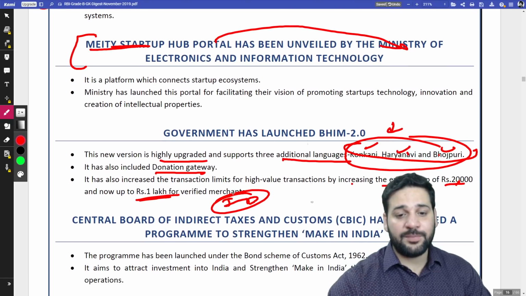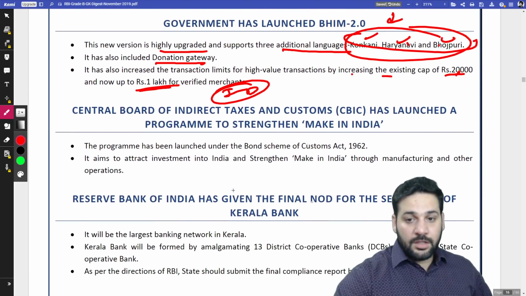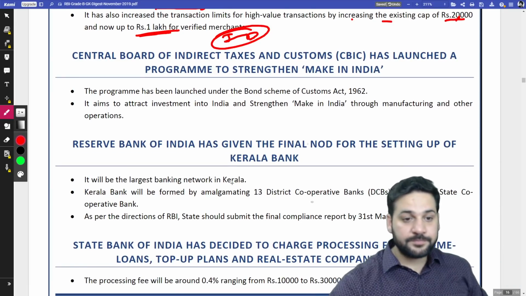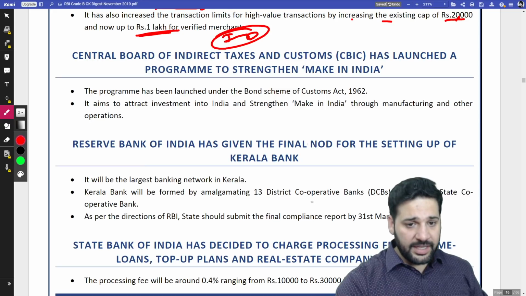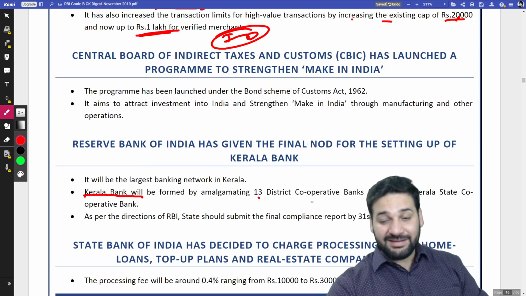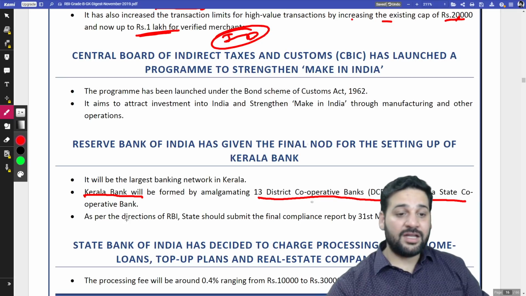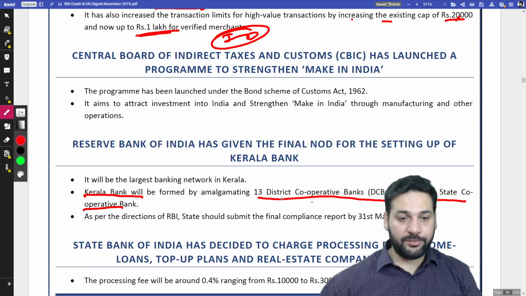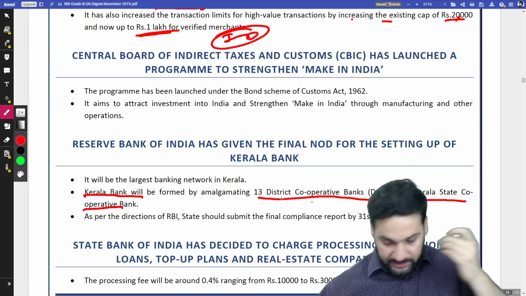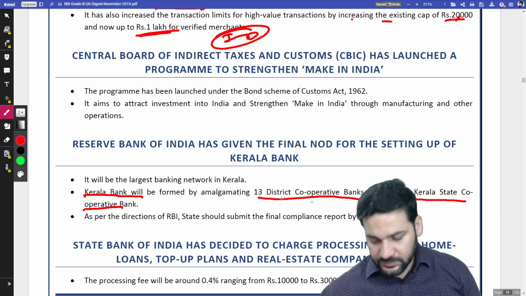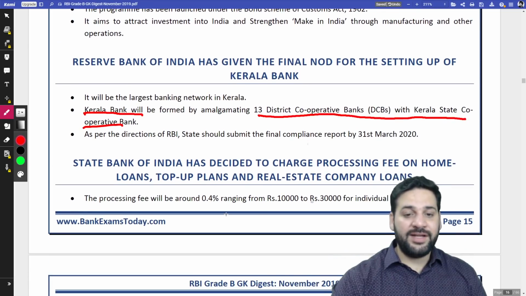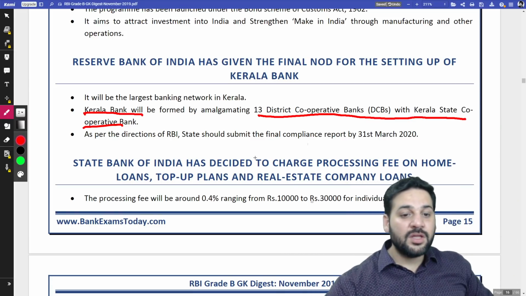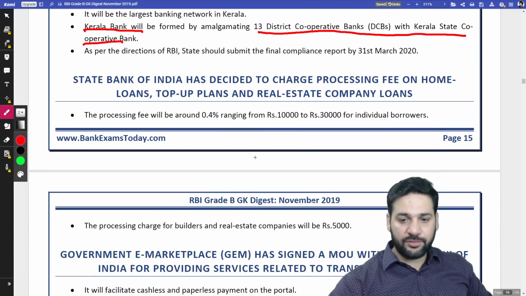So CBIC has launched a program to strengthen Make in India. Not that important. And the RBI has given final nod for the setting up of Kerala Bank. And the Kerala Bank will be formed by amalgamating 13 district cooperative banks with the Kerala State Cooperative Bank. So it got the nod and they need to file the compliance report by 2020. So that's really important. ये भी कर लो, मेरे हिसाब से करना चाहिए. So anyway, let's move forward. The State Bank of India has decided to charge processing fee on home loans, top-up loans, and real estate company loans. Not that important, I would say.